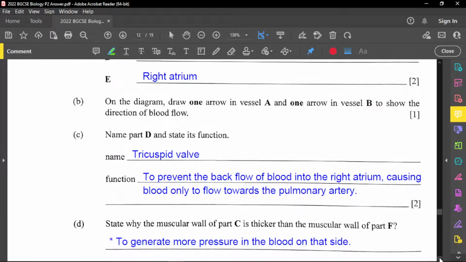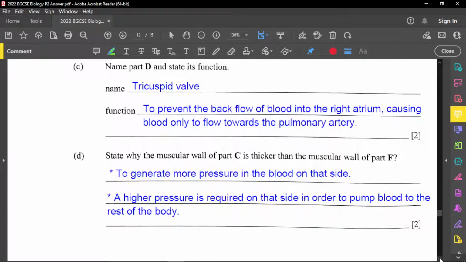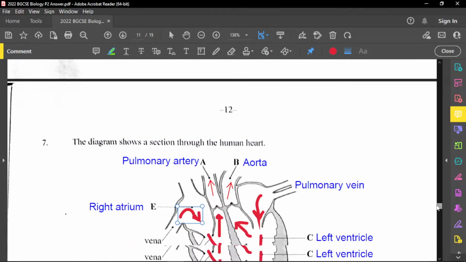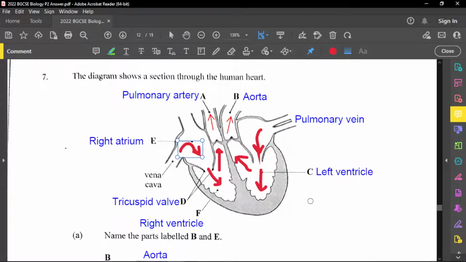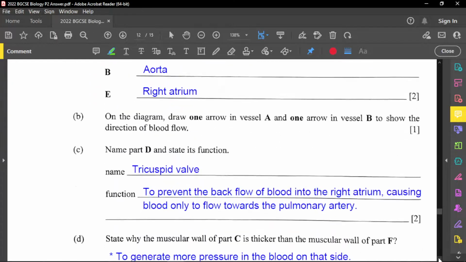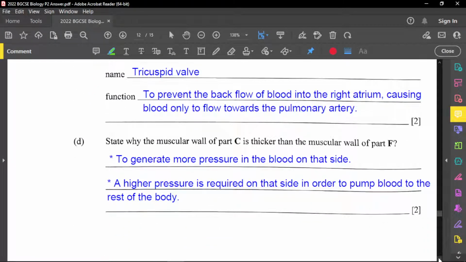Part D is to state why the muscular wall of part C is thicker than the muscular wall of part F. If we go back to the diagram, notice that part C will pump blood into the aorta, which goes to the body, but part F will pump blood into the pulmonary artery that is going towards the lungs. So that's only one place, right? All over the body is many, many places and a greater distance.